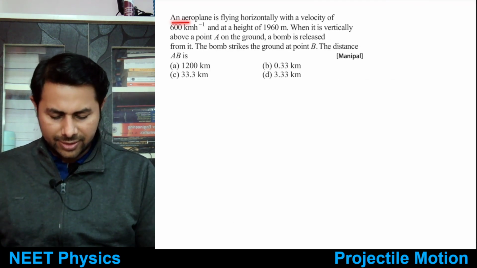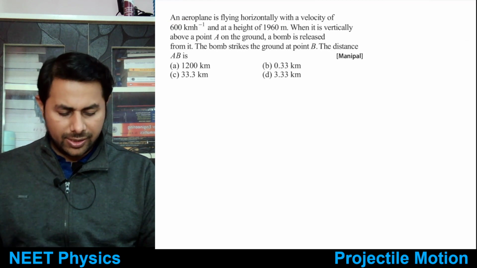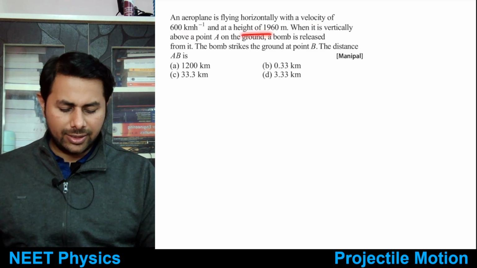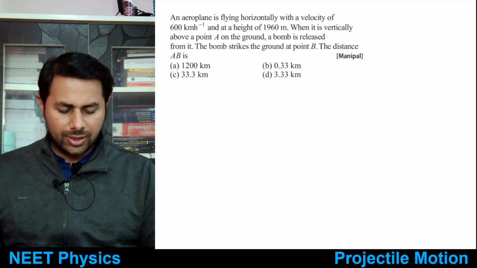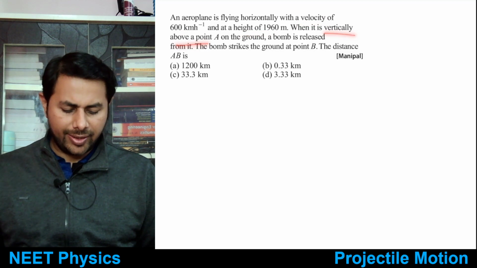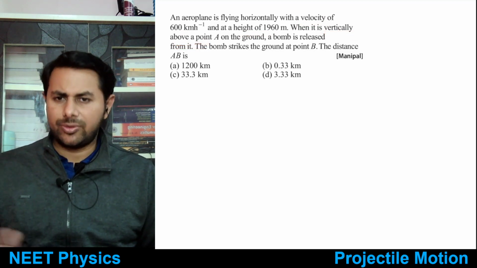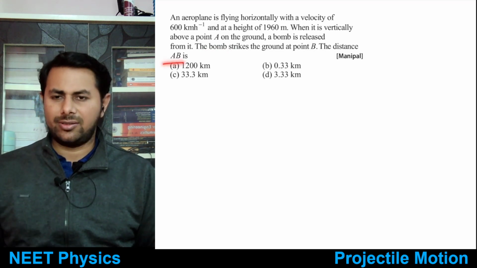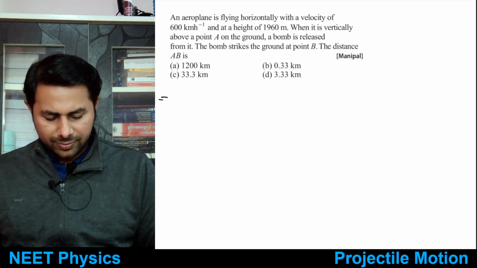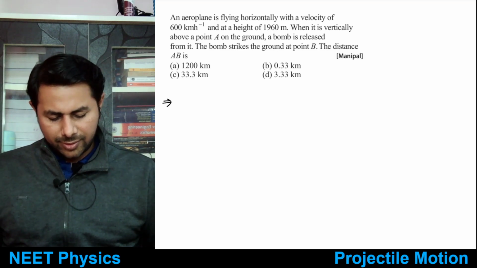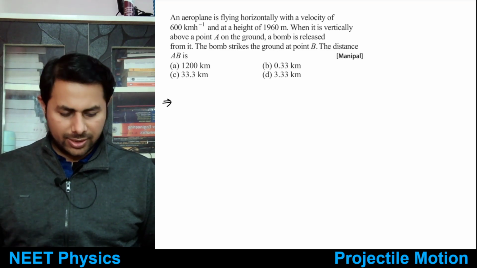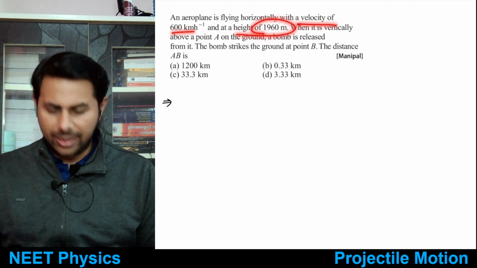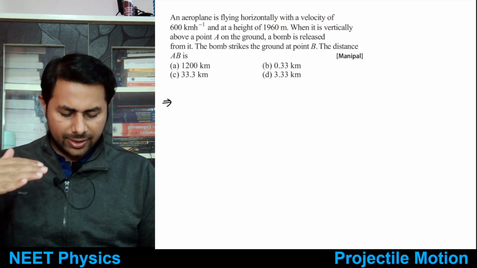All right, let's see next one. An aeroplane is flying horizontally with a velocity of 600 kilometers per hour and at a height of 1960 meters. When it is vertically above the point A on the ground, a bomb is released from it. The bomb strikes the ground at point B. The distance AB is, tell me. An aeroplane is flying horizontally with this velocity, and the height at which it is flying is 1960 meters.